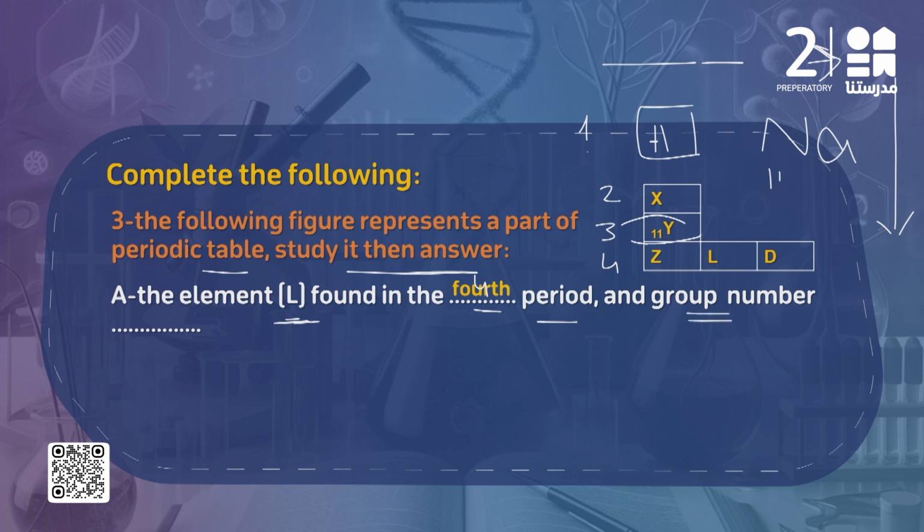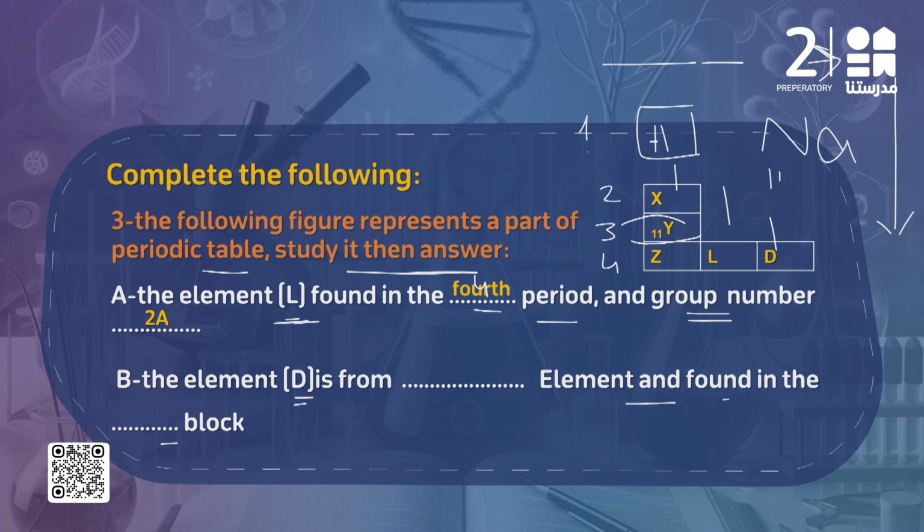And the group number, تعالوا كده نشوف, this is group number 1, 2 and 3. يبقى موجود في group 2A. يبقى letter Z موجود في group 1A, letter L موجود في group 2A, letter D موجود في group 3A and so on. The element D is from what?